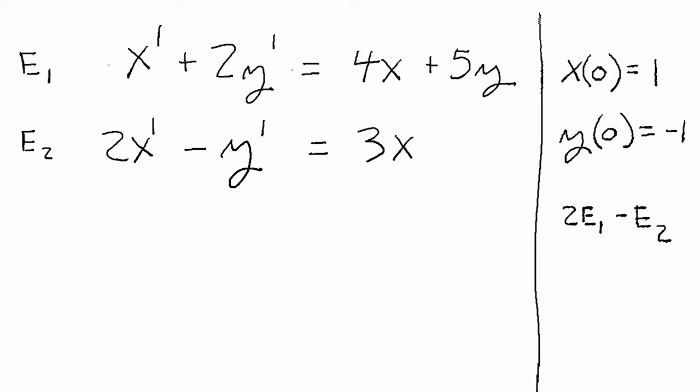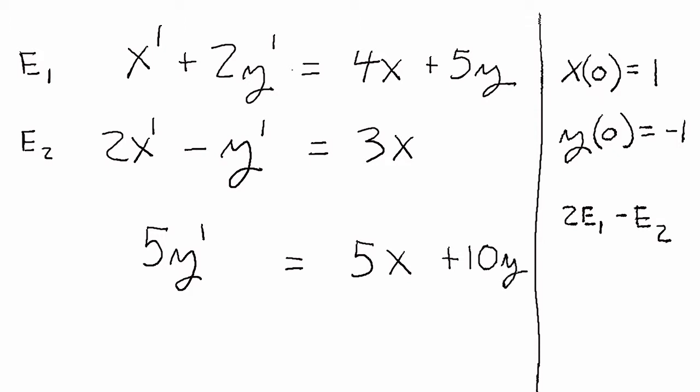You get 2 times x prime, and that's going to get rid of the x prime here, so we're just left with 5y prime. We get a new equation that is equal to 2 times 4x, it's 8x minus 3x is 5x, and then we're left with our 10y here.